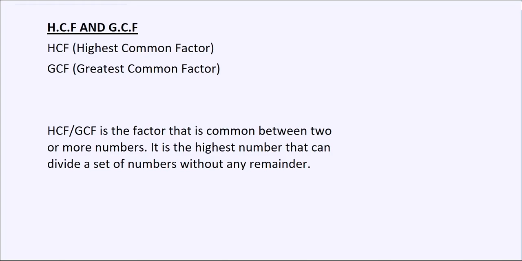HCF and GCF. HCF simply means highest common factor, and GCF simply means greatest common factor, and both are the same. HCF or GCF is the factor that is common between two or more numbers. It is the highest number that can divide a set of numbers without a remainder. Let's go into the lesson and make more sense out of this.